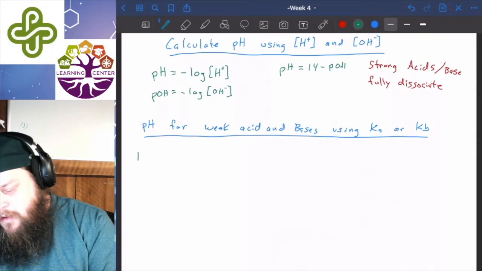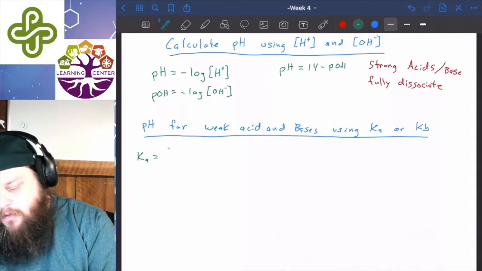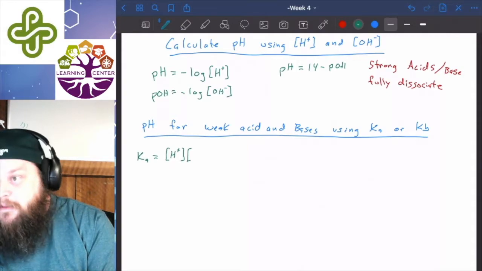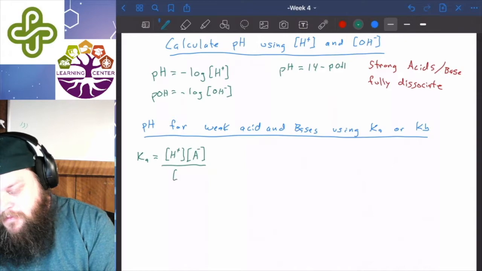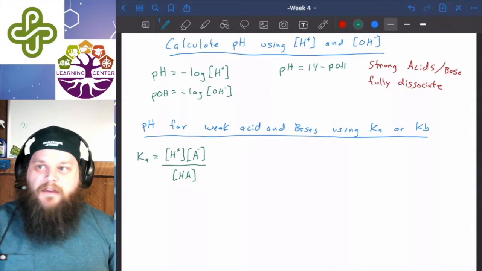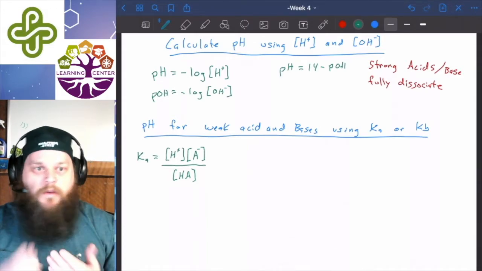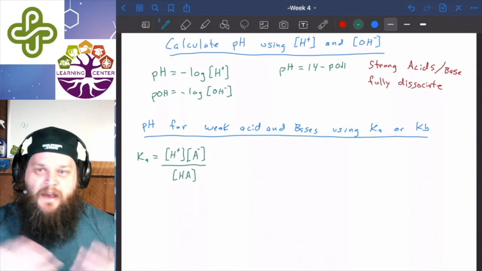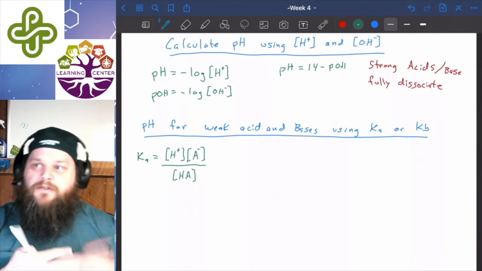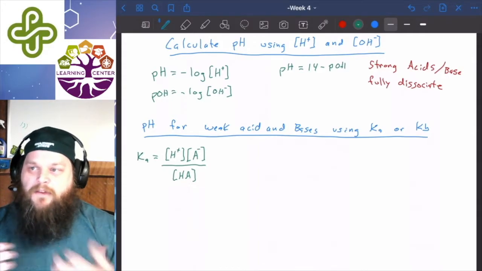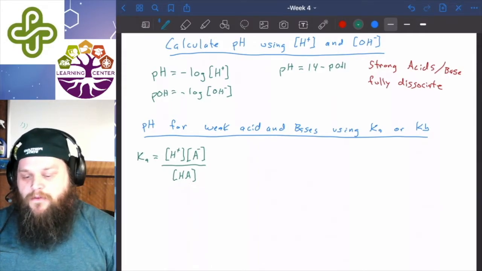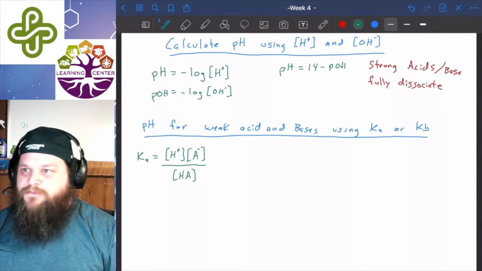So the Ka value, we know, is just the concentration of the products divided by the reactants. So if we take any weak acid, which I'm designating by HA in this case, we can find its equilibrium constant by taking the concentration at equilibrium of hydronium and the concentration of the conjugate base that's created, and divide that by the concentration of the acid that's in there.